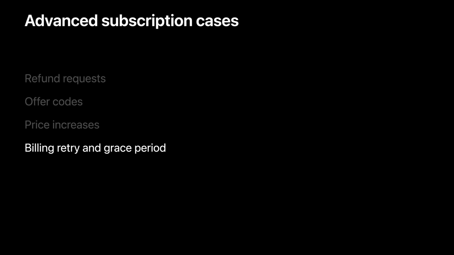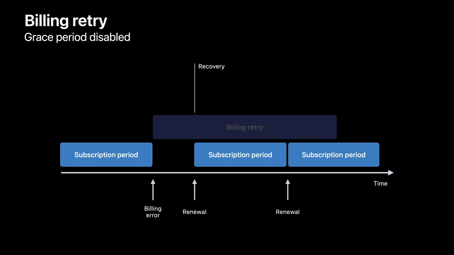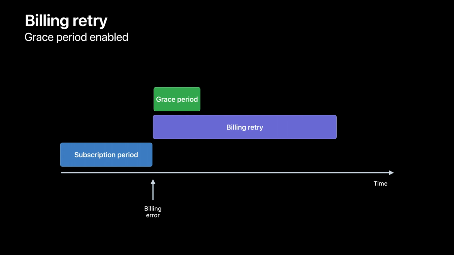Finally, let's take a look at subscription billing retry and grace period. Billing retry is a state where an error occurred when trying to renew a subscription, like an expired credit card. In the App Store, during billing retry, the App Store will attempt to fix the issue and recover the subscription. You can optionally enable a grace period, which allows people to keep using their subscription for a limited time at the beginning of the billing retry state. Let me demonstrate how to simulate this when testing in Xcode.